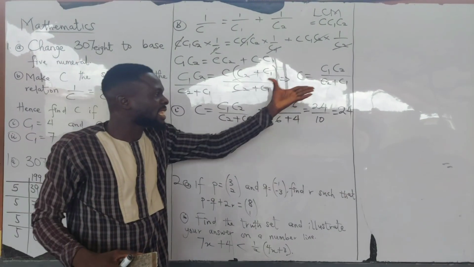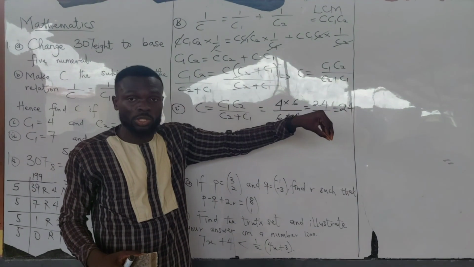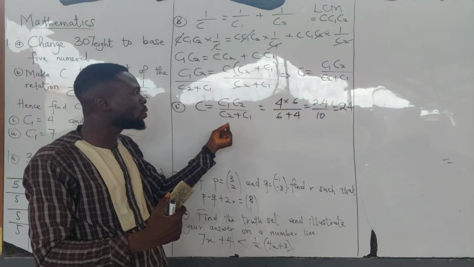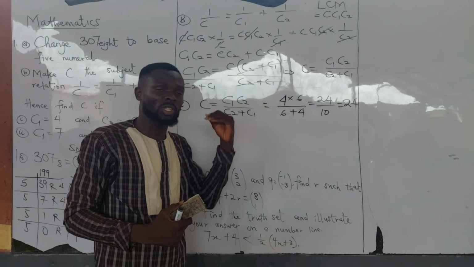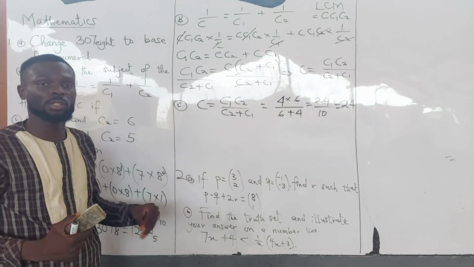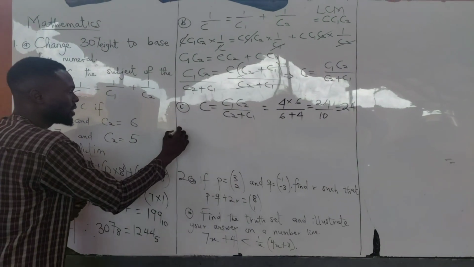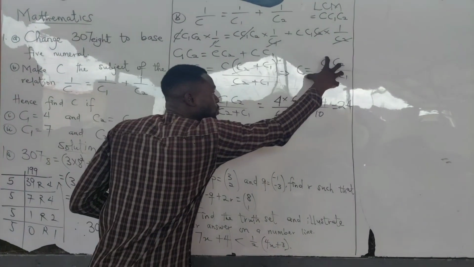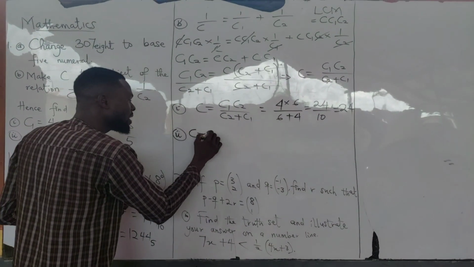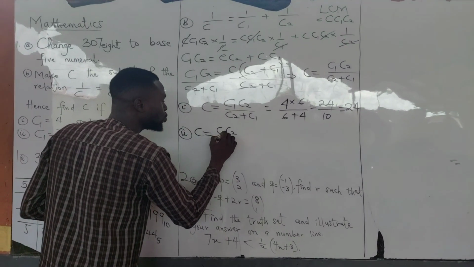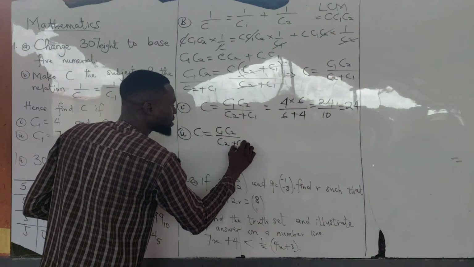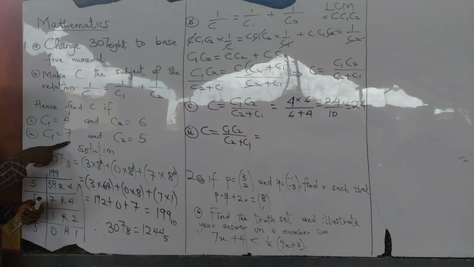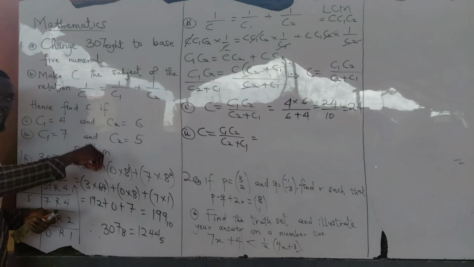So that is the substitution. That's the meaning of substitution. To substitute means to change. So wherever the C1 is, you replace it with the 4. Likewise, the C2. Then with the second part, we are using the same condition. Given C is equal to C1 C2, all over C2 plus C1. But in the second part, they are saying that C1 is 7 and C2 is 5.